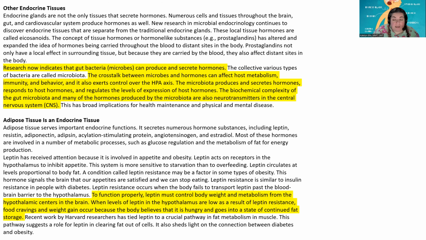Now, leptin controls body weight and metabolism from the hypothalamic centers in the brain. So, the hypothalamus again, when levels of leptin in the hypothalamus are low as a result of leptin resistance, which can happen in cases of obesity, food cravings and weight gain occur because the body believes that it is hungry and goes into a state of continued fat storage. So you begin to start this horrible cycle of the extra adipose causing leptin resistance, which causes the buildup of extra adipose.